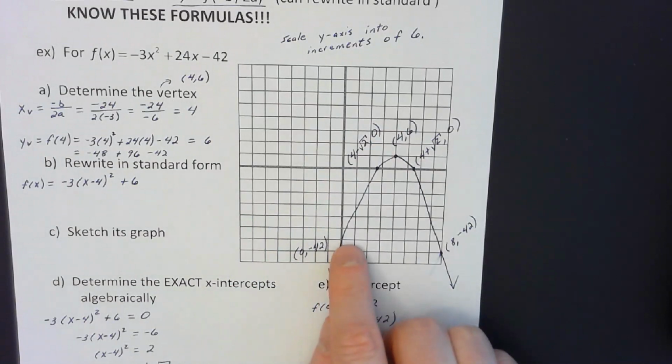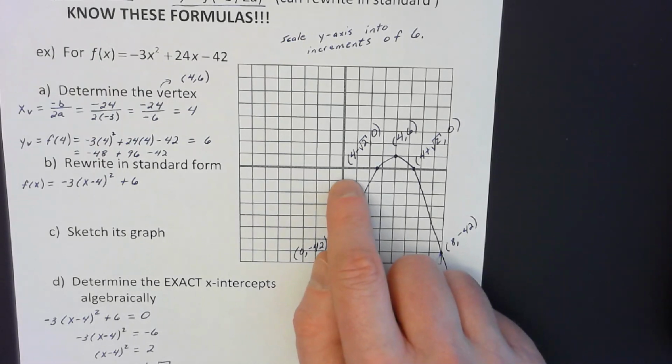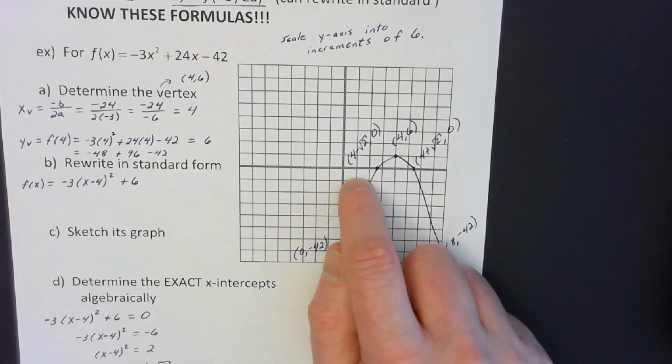Now I went down and I did my y-intercept. In order to account for a y value of negative 42, remember I had to go in increments of 6.